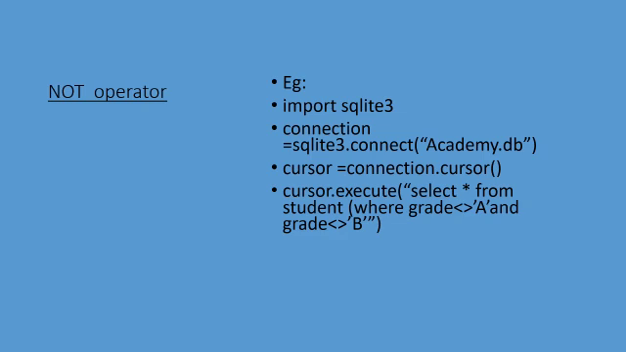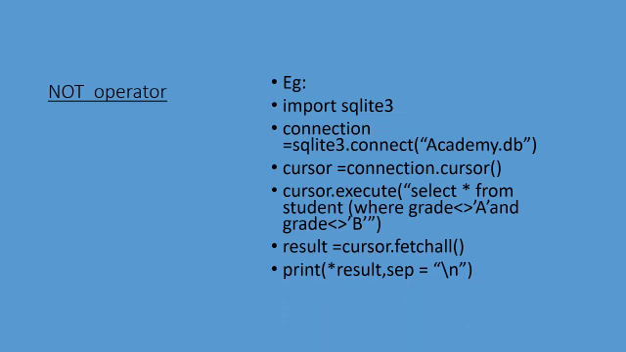cursor.execute select star from student. All the columns will be displayed. Now I am giving a condition: grade not equal to A and not equal to B. So what is the meaning of this condition? I am taking the grade value. It should not be A and it should not be B. Except A and B, the remaining records will be displayed. The remaining grades will be displayed. So next, result equal to cursor.fetchall, print star result. See the output.